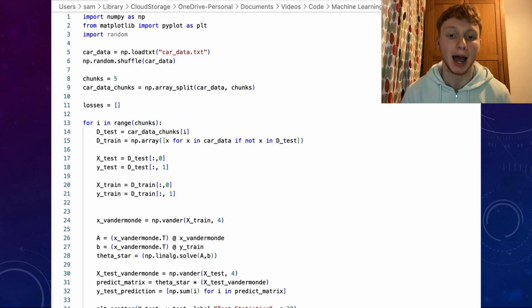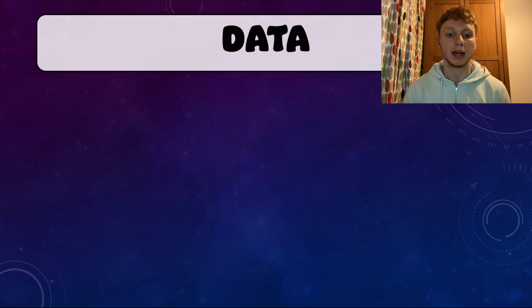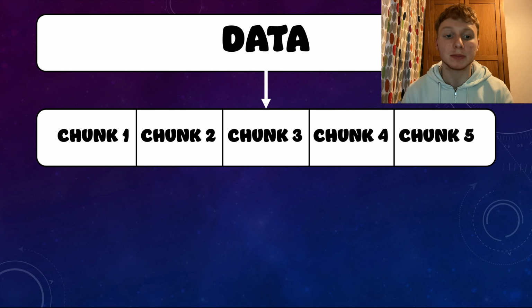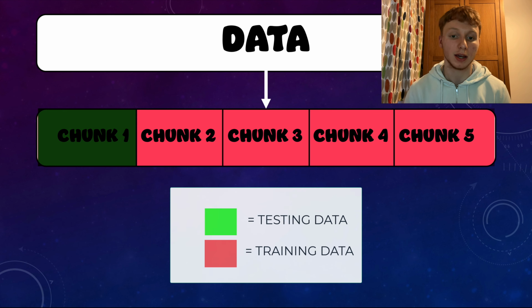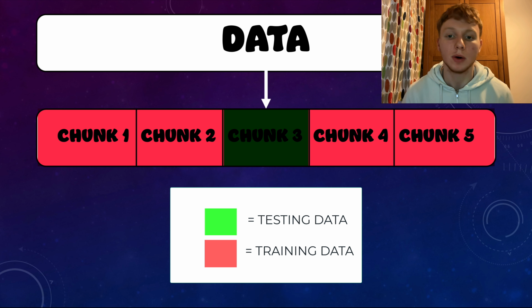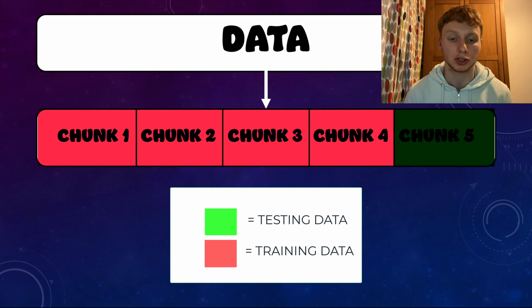Next, we decide how many chunks we want to split the data into. Chunks equals 5, car data chunks equals numpy.array_split car_data, chunks. Here, this command is splitting the data into 5 chunks. This means we are doing a 5-fold cross-validation. Each chunk will take a turn being the test data, while the rest of the data is used for training.